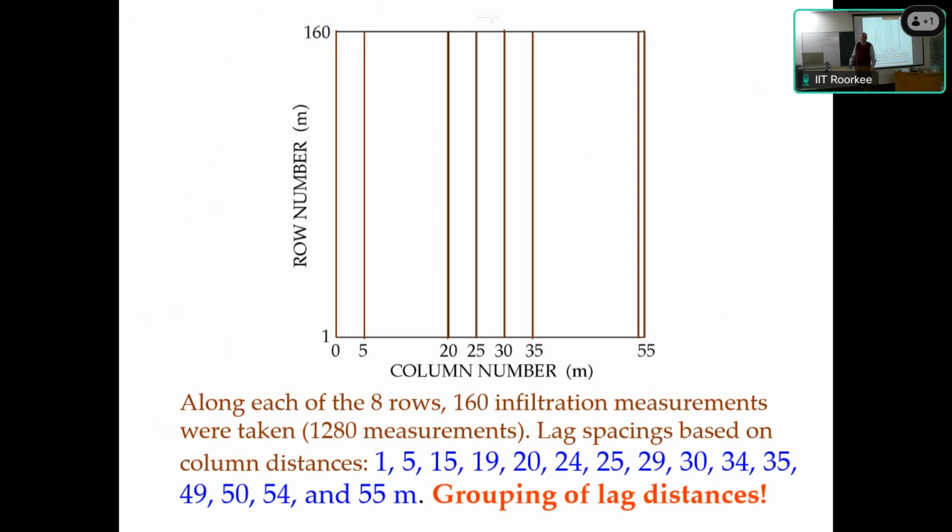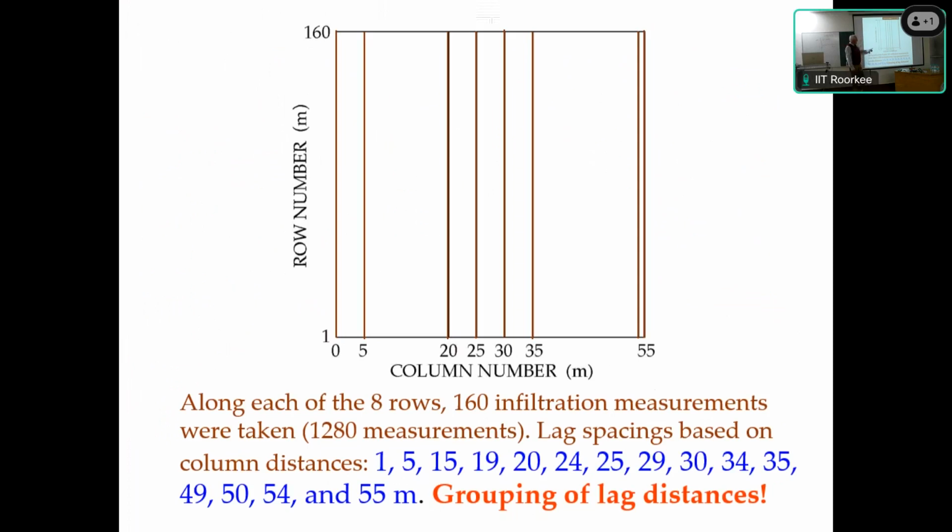That work effort would have been unaffordable. And they took measurements. So along each of 8 rows, 160 infiltration measurements were taken. So 160 in each row, every meter. 1,280 measurements of infiltration rate. No truck. All the water was brought into the field in a wheelbarrow. I've seen the field in 1990. Well, of course, not this experiment anymore, but it was a tremendous effort.